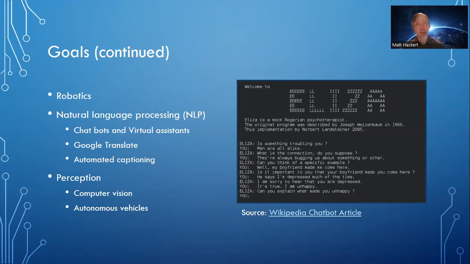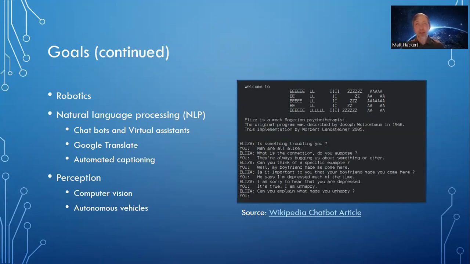Then we look at computer perception. Computer vision is probably the most well-known component of that, with applications in autonomous vehicles, self-driving cars, and so forth. There's been work done in, quote, social intelligence.